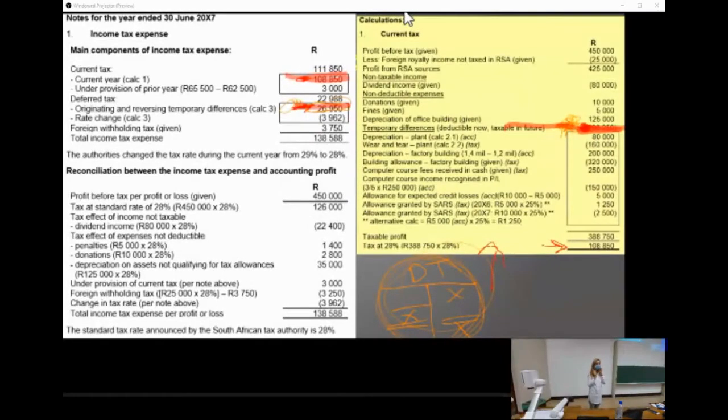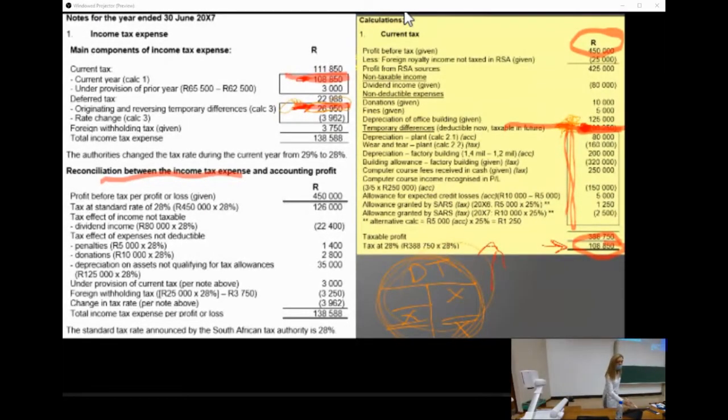So when we get to our reconciliation between the income tax and the accounting profit, you will see now that none of these temporary differences that we had over here goes into my reconciliation, because we have cancelled that out. Okay, so in my reconciliation, basically what I'm doing is I am starting with my accounting profit, and I am reconciling it to my tax expense.